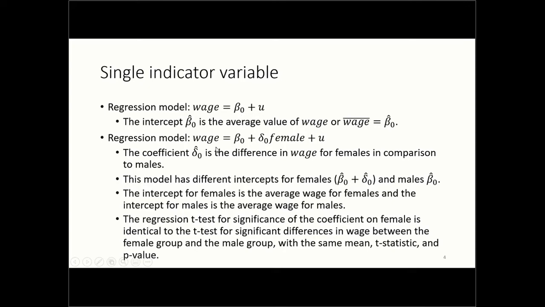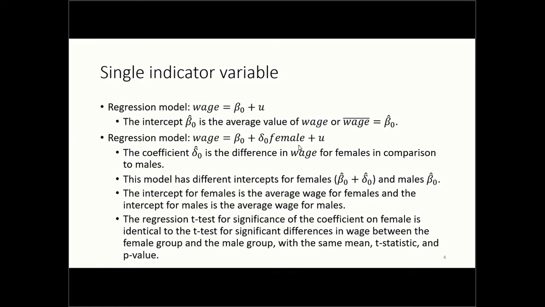Now, complicating things a little bit, what if we have the regression model being this, where we have a single indicator variable here, female, and that's the coefficient. So the coefficient delta 0 hat would be the difference in wage for females as compared to males. So this model would have different intercepts for females and males. The intercept for male is basically this coefficient here. But the intercept for females, because this variable would be equal to 1, we would also need to collect its coefficient. So that's why the intercept for females would be beta 0 hat plus delta 0 hat. And for males, it would only be this intercept because female would be equal to 0.